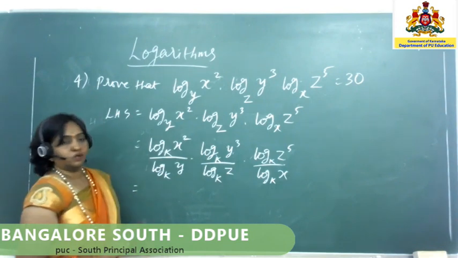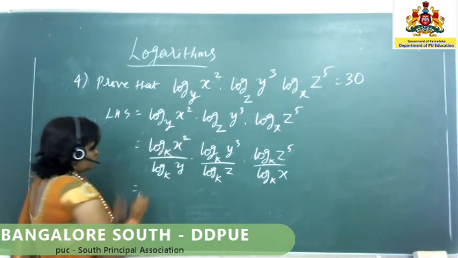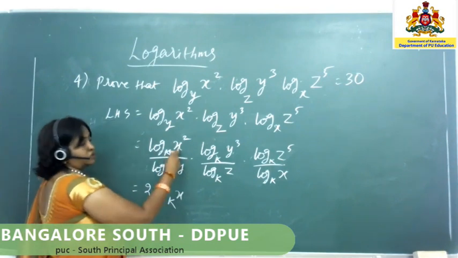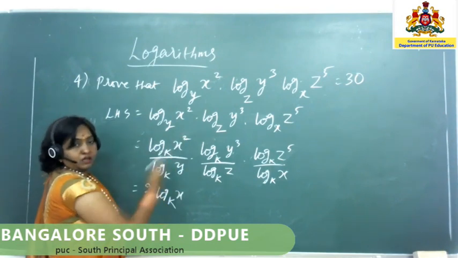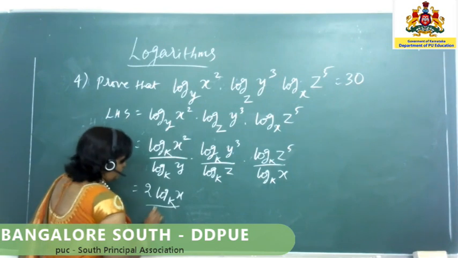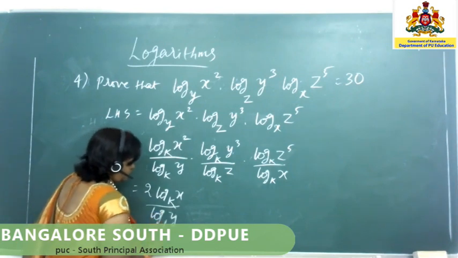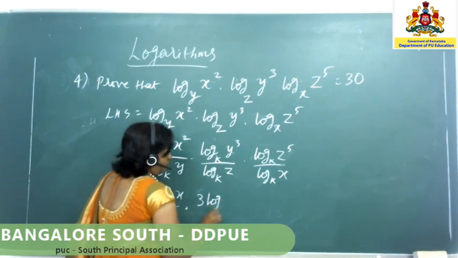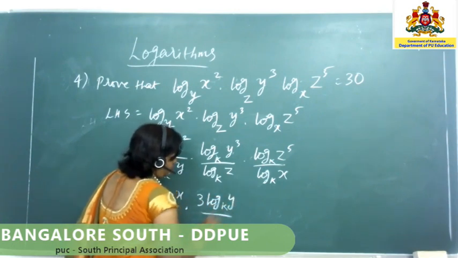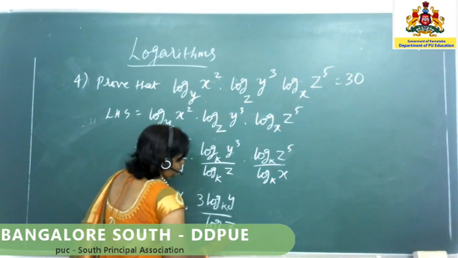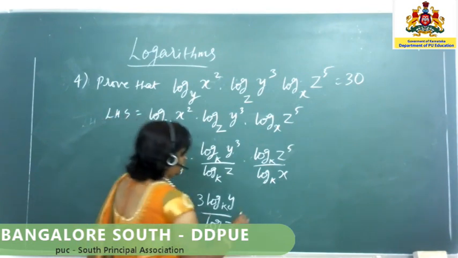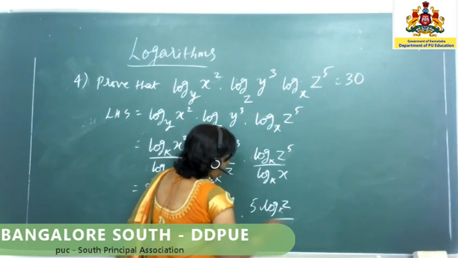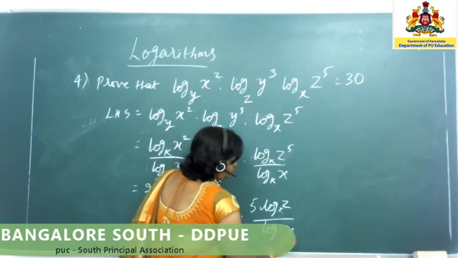So this is equal to 2 log x to base k, that is log m to the power of n equals n log m. So divided by log y to base k into, this can be written as 3 log y to base k divided by log z to base k into 5 log z to base k divided by log x to base k.